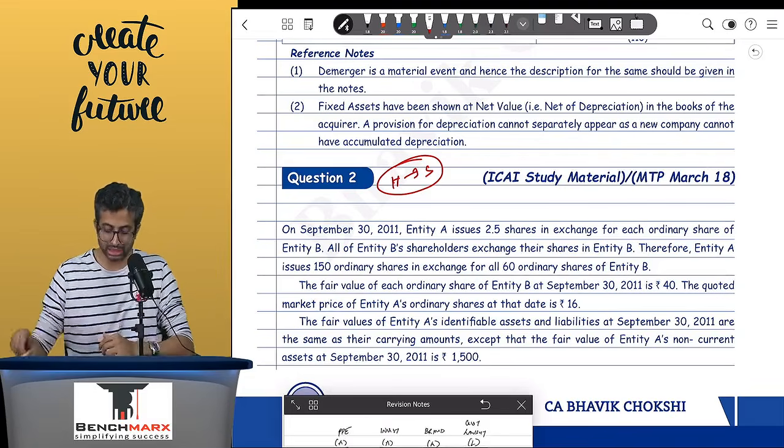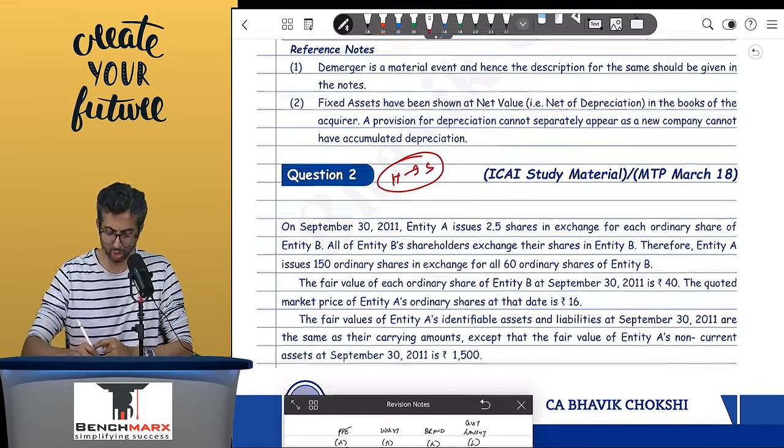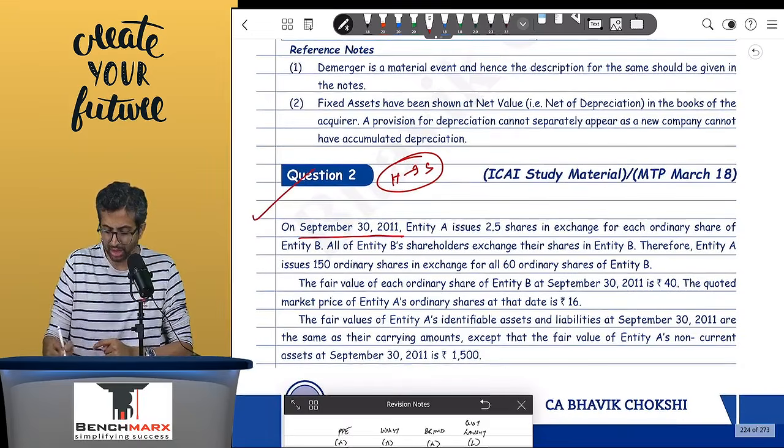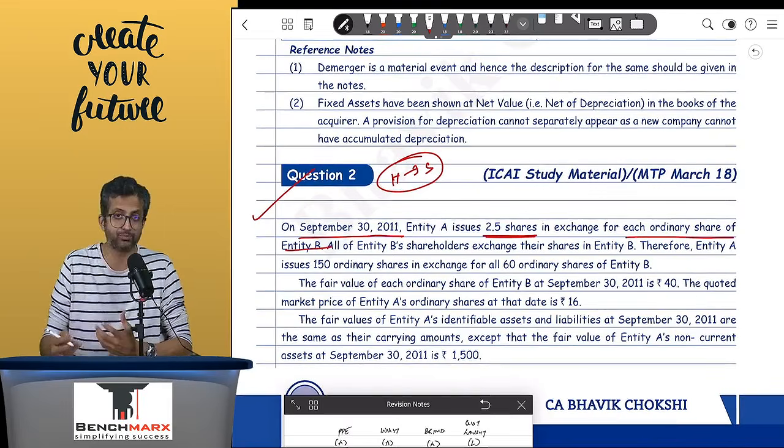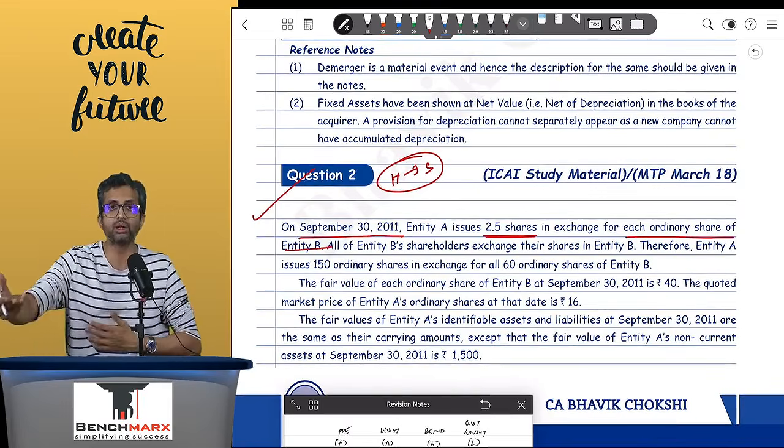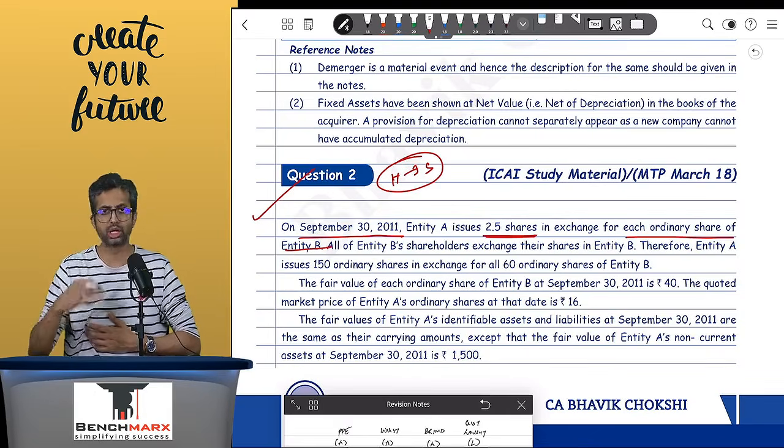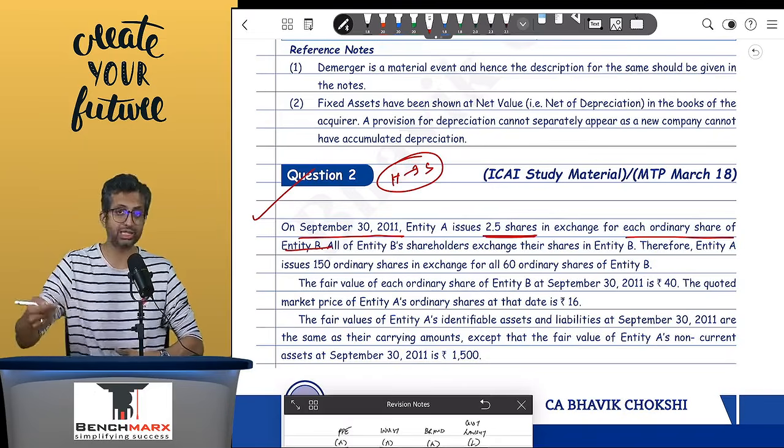So we'll just quickly discuss this. Okay, so this is question number 2 now. On 30th September 11, entity A issues 2.5 shares for each ordinary share of entity B. So this is apparently A paying to the shareholders of B. So A seems to be the acquirer.